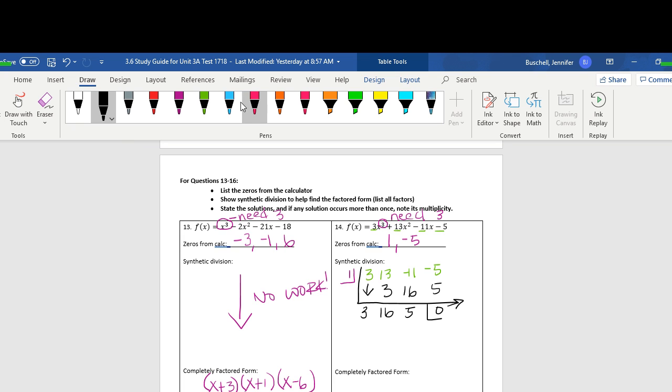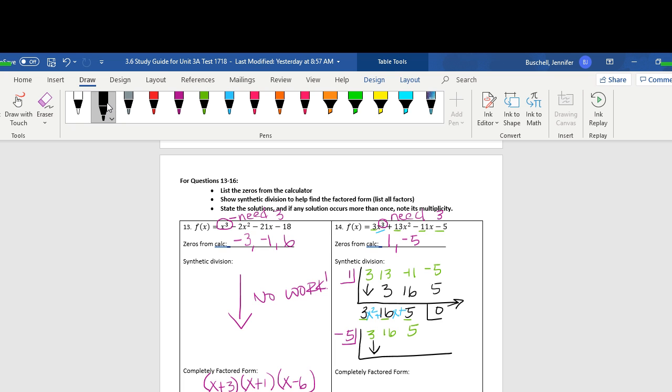I'm going to take what is left over, which is this 3, one degree lower than x cubed, which is x squared, plus 16x plus 5. And I'm going to do synthetic division again. But this time I'm going to do it with my other 0 of -5. So my -5 is my box number. And my new coefficients here are 3, 16, and 5. You cannot go to your original function.